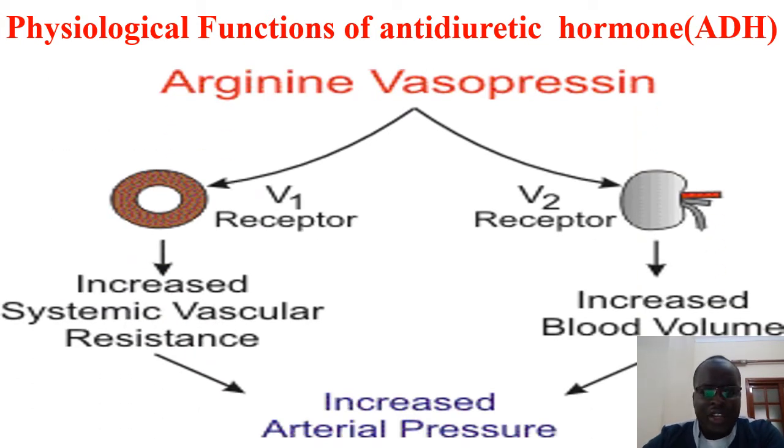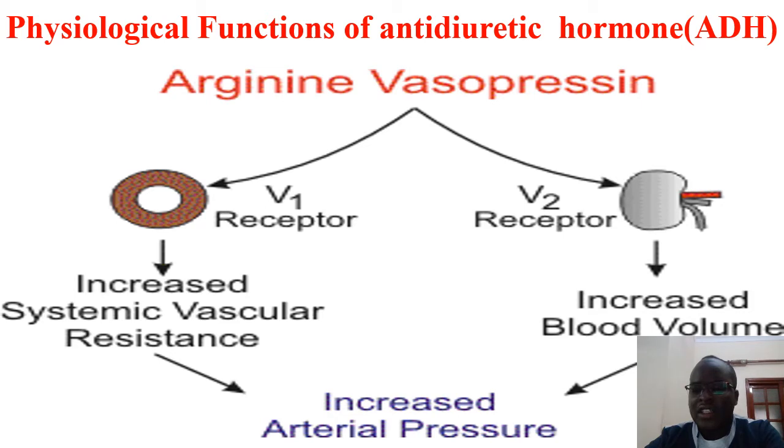So this is what I was trying to explain, to say in the blood vessels, it can bind to the V1 receptor, but in the kidney nephron, it will bind to the V2 receptor. If it binds to the V1 receptor, it will increase systemic vascular resistance. That will cause an increase in arterial pressure. But if it binds to the V2 receptor, it will cause an increase in reabsorption of water. So the blood volume is going to increase as well.